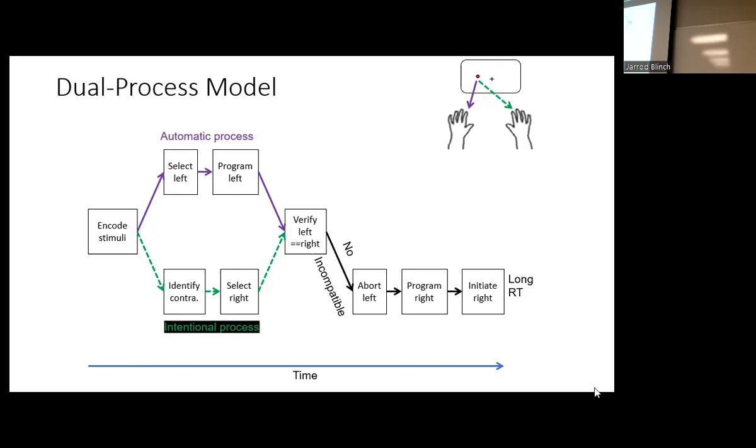Okay, we don't want to do the same thing. Well, we've got a problem. We already programmed a left response, and we don't want to do that, so we have to get rid of this program. So we abort the left response. We say, okay, get rid of that motor command. We don't need it. We are going to have to program the right response. So here's response programming of the right response. And then once it's programmed, we can initiate it. So two extra steps, giving us a longer reaction time. So a lot of boxes at first, but not that much more complicated than the information processing which we already know.